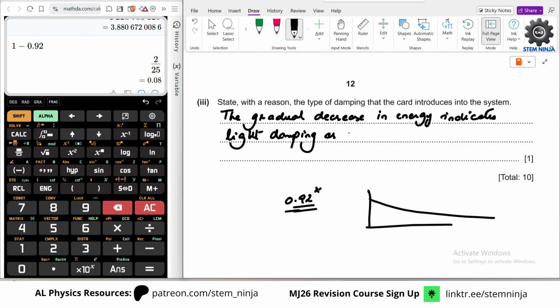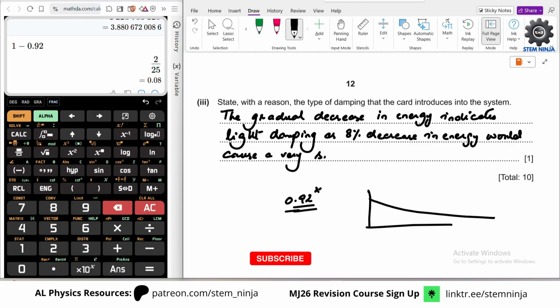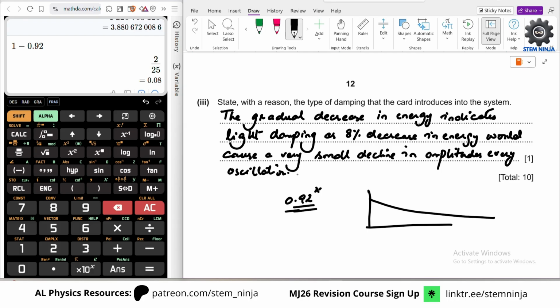As 8% decrease in energy would cause a very gradual decline, a very small decline in amplitudes every oscillation. Okay, now there's another way to see this through also.